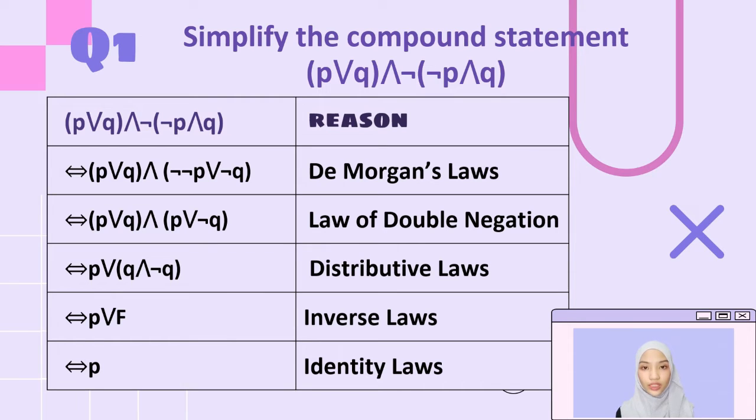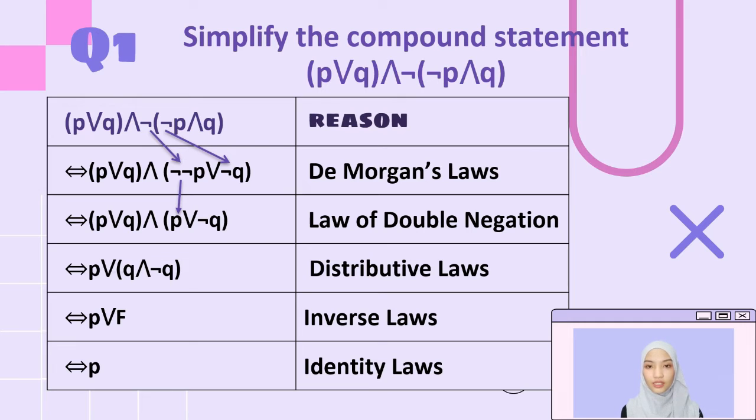Okay, to solve this question, you have to solve it by expanding it. Then it will become like this. Then actually the law that we apply in this statement is De Morgan's law. Next, there's a double not sign here. So you have to apply the law of double negation, then it will become like this statement.